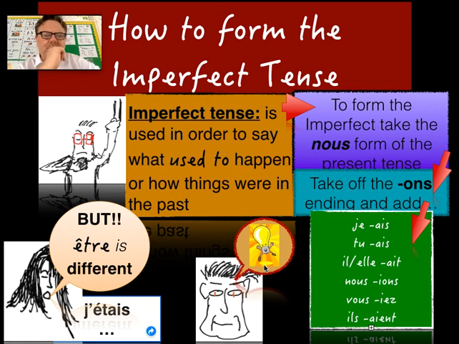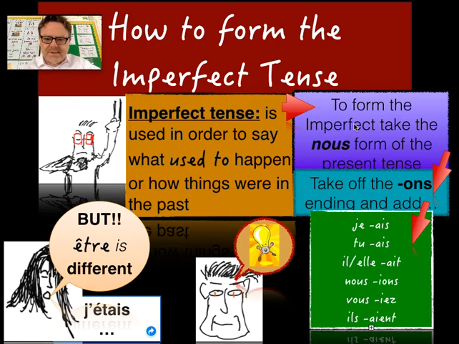Okay, ladies and gents, how to form the imperfect tense. So here we go. The imperfect tense is used to say what used to happen on a regular basis, if you like, how things were in the past. That is the first thing we need to establish. I used to do this, I used to go to judo, I used to play football every week, that kind of thing. Now, to form the imperfect, take the nous form of the present tense.